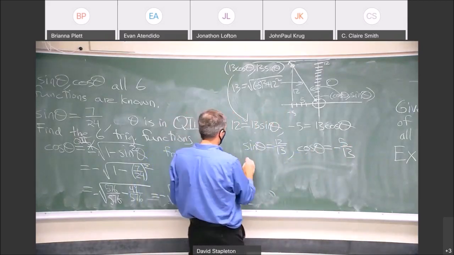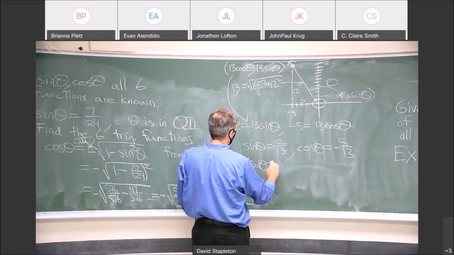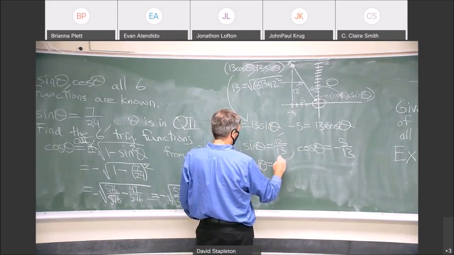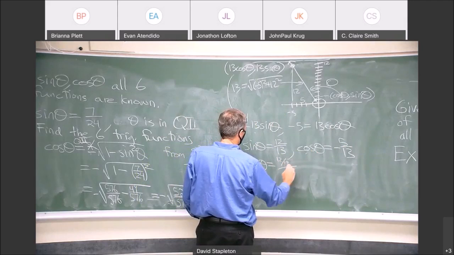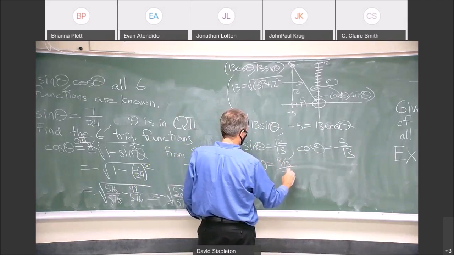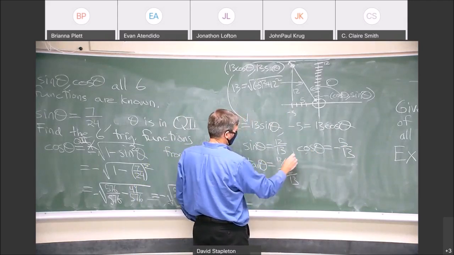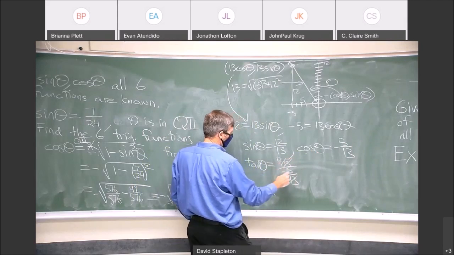Now I say tangent theta is their quotient. 12 thirteenths over minus 5 thirteenths. This time I'll do it quickly. We'll say both these are denominators. I can cancel them, right? This is minus 12 fifths.